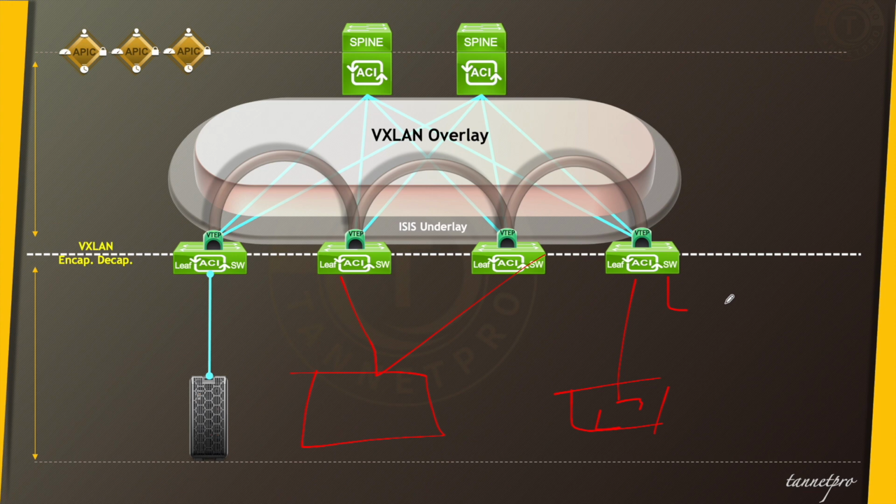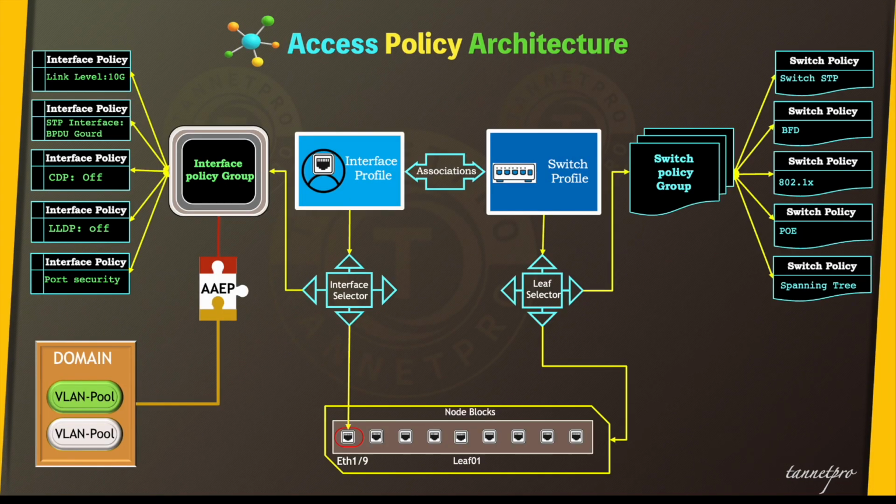If you have the demand, then only I will make it public. Right now in this video, I will show you how I'm going to connect one bare metal server as an access port, and how the configuration would be. So we'll follow this policy flow. Using this, we'll configure each and every policy so that it will be easier for you to understand.